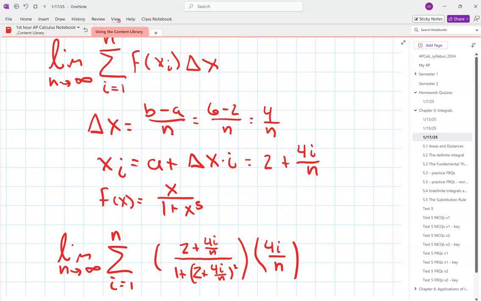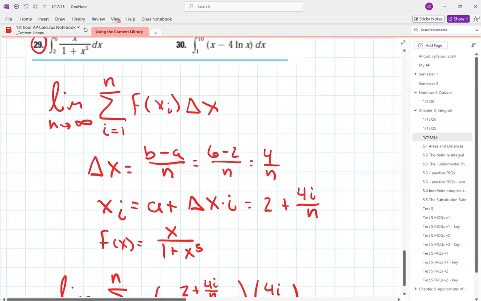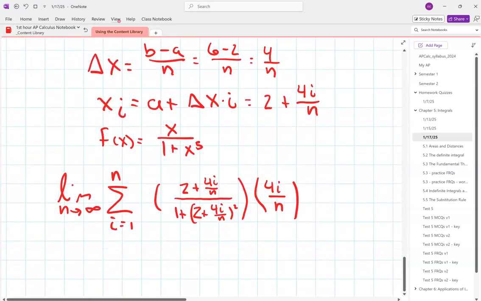5.2, this is number 27, right? 29. Okay. But no, they didn't do anything fancy. They just left it with what I have here. So this would be done.